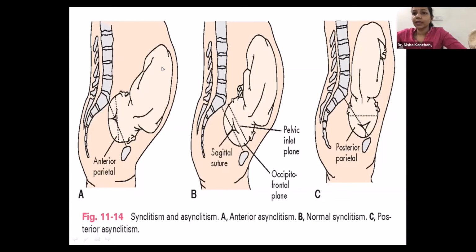So this is showing asynclitic engagement. Picture B is showing synclitism. This is how the head is entering into the pelvis. The sagittal suture is corresponding to the transverse diameter of the pelvic inlet. This is synclitic engagement. So the diameter which is entering here, the transverse diameter, is biparietal, which is 9.5 centimeters. Now, if there is a slightly borderline pelvis and the baby wants to decrease the diameter entering the pelvis, it follows the principle of asynclitism.